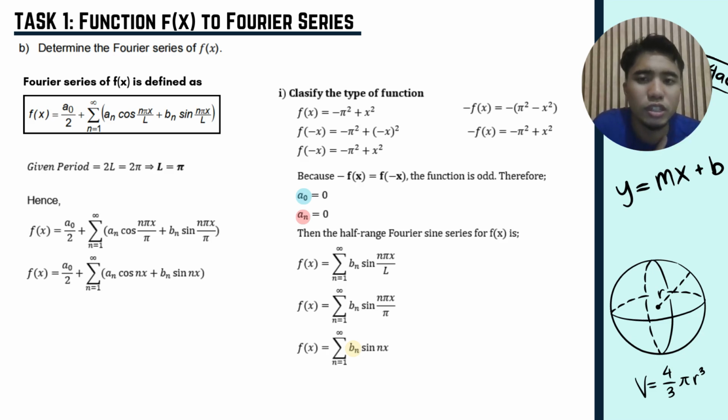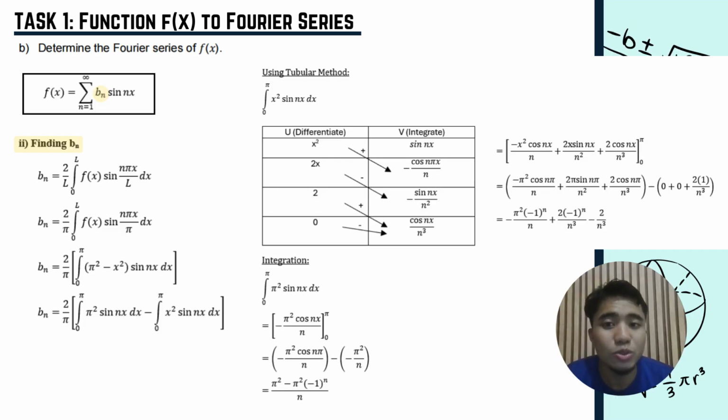For this, our function is a full range Fourier series, but we are going to classify our type of function first, and here we find that the function is odd. Therefore, our a0 and an will be equal to 0. Then the half-range Fourier sine series for f(x) will be the summation of bn sin(nx). Since a0 and an are equal to 0, we only need to find bn. For bn, the formula for the half-range Fourier series is a bit different.